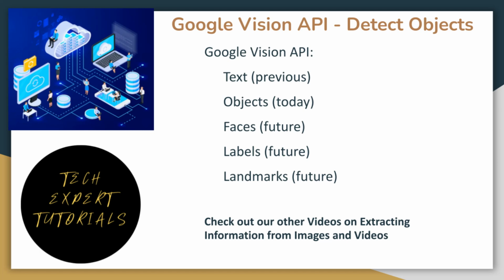Google Cloud Vision does have more functionality besides detecting objects. We will be creating future videos on how to detect other types, such as labels, faces, and landmarks. Check back later to learn more.